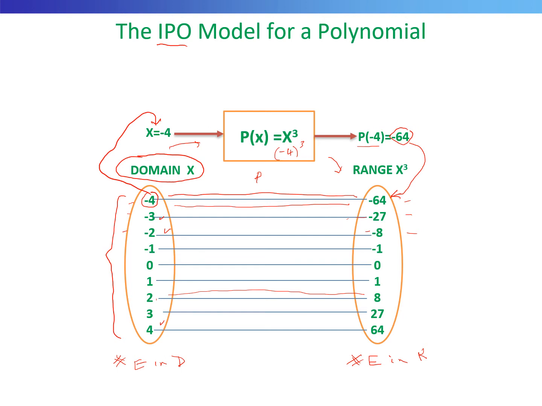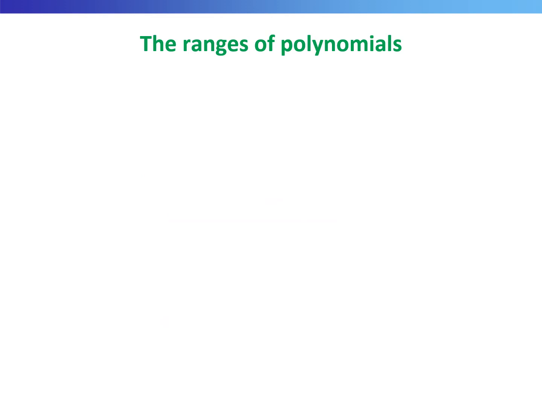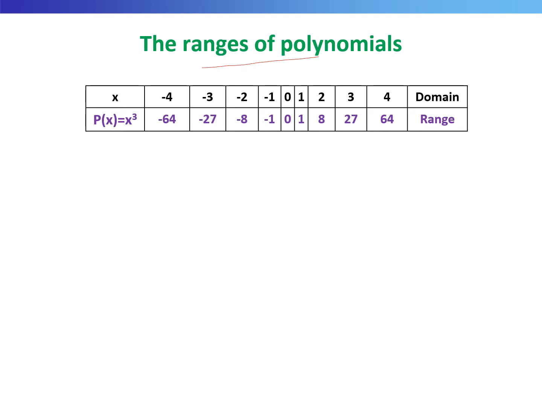Having said so, we will use these two important conclusions. Number one, the mapping is one-to-one. Number two, the number of elements in the domain is the same as the number of elements in the range. So now we could go ahead and proceed with our discussion of the ranges of polynomials. Let's start with the polynomial of odd degree.